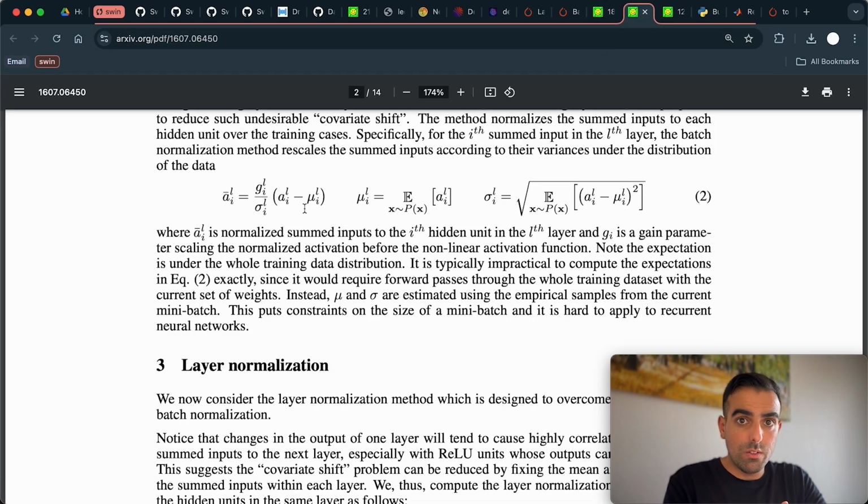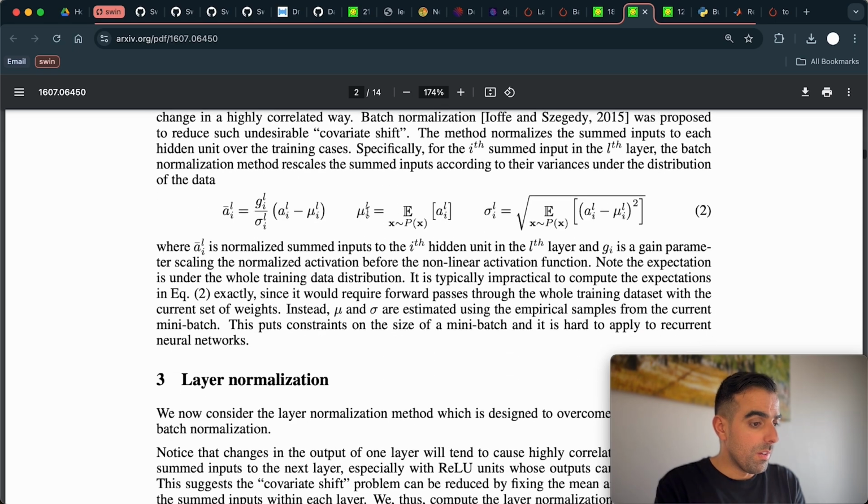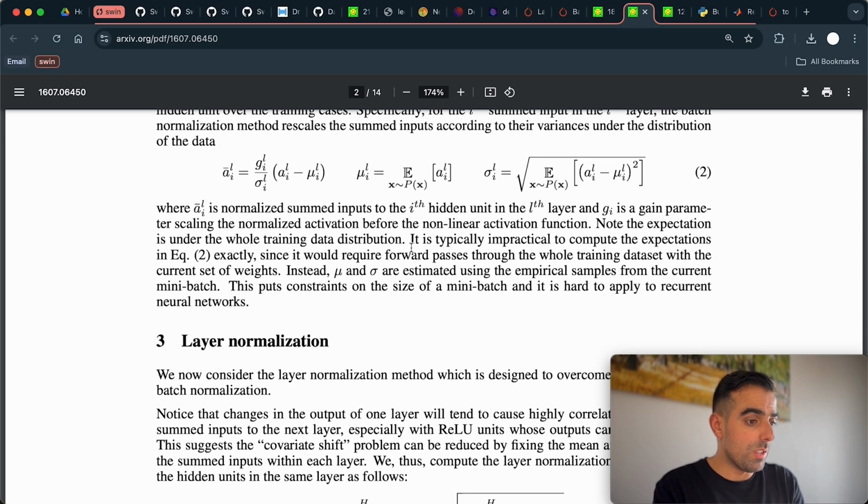So this is batch normalization. But the problem is that it's typically impractical to compute the expectations in equation 2, since it would require forward passes through the whole training dataset with the current set of weights. Instead, mu and sigma are estimated using empirical samples from the current mini-batch. This puts constraints on the size of the mini-batch, and it's hard to apply to recurrent neural networks.